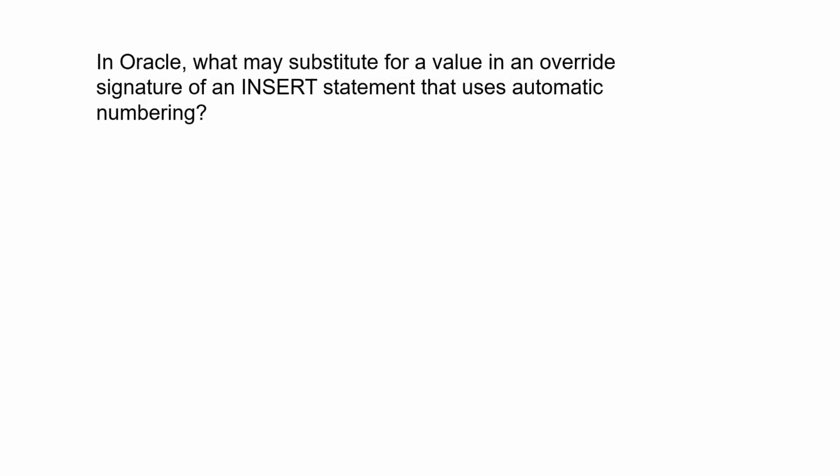In Oracle, what may substitute for a value in an override signature of an insert statement that uses automatic numbering? This is a convoluted question. The question should read, what lets you automatically number your ID column? And that's a sequence. Okay, complicated question, simple answer. It's just a sequence. Anytime you see automatic numbering in Oracle, it's a sequence.